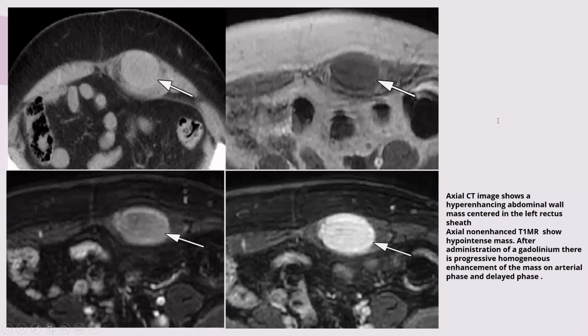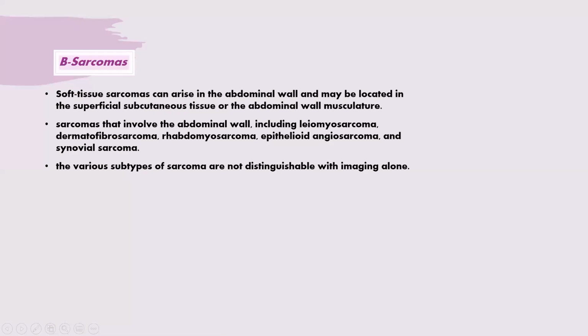Sarcomas. Soft tissue sarcoma arise in the abdominal wall and may be located in the superficial subcutaneous tissue or abdominal wall musculature. Sarcomas that involve the abdominal wall include leiomyosarcoma, dermatofibrosarcoma, rhabdomyosarcoma, epithelioid angiosarcoma, and synovial sarcoma. The various subtypes of sarcomas are not distinguishable with imaging alone.